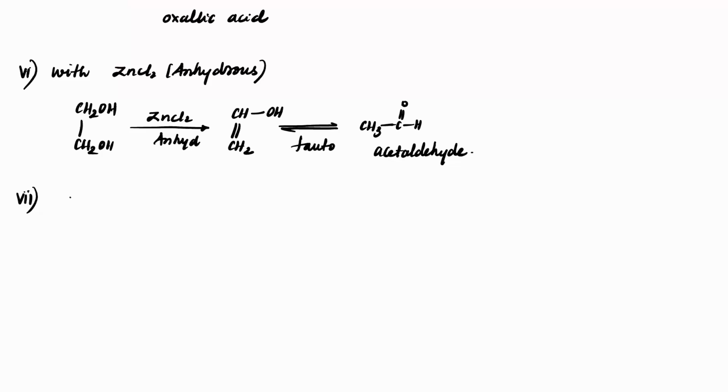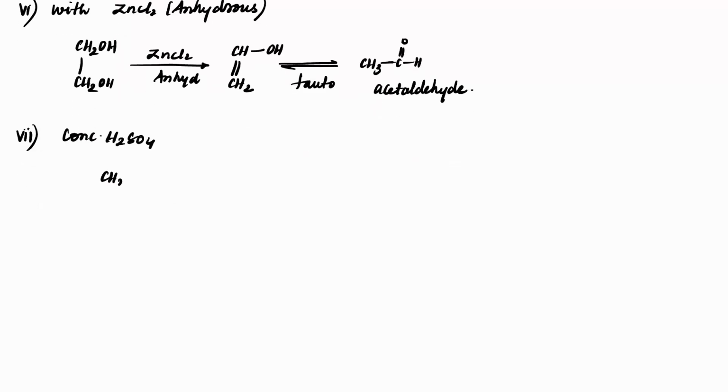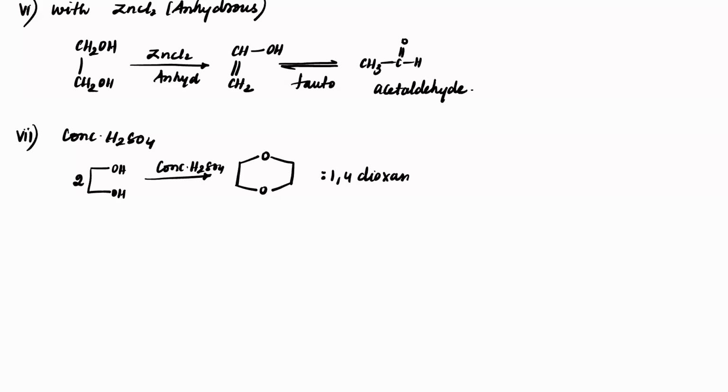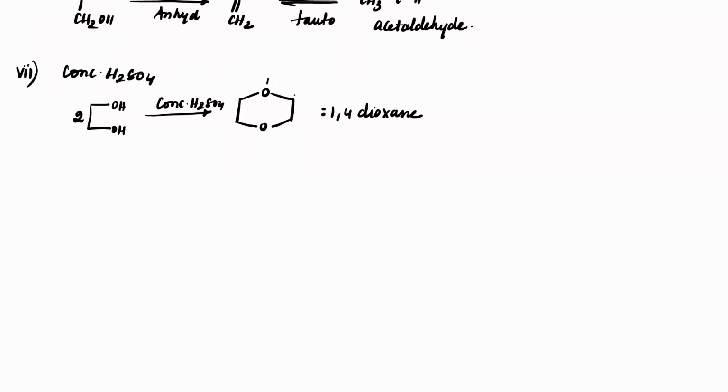Another reaction which you can notice is with concentrated H2SO4. I'll simply write the glycol form like this, OH and OH. When you react with concentrated H2SO4, it will undergo dehydration with 2 moles of it. So it will take 2 moles and get dehydration. This is read as 1,4-dioxane. Numbering starts with oxygen. That's why it is called 1,4-dioxane.